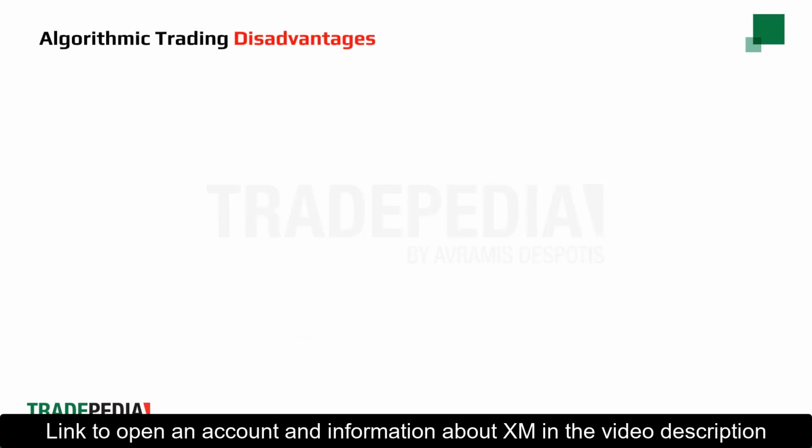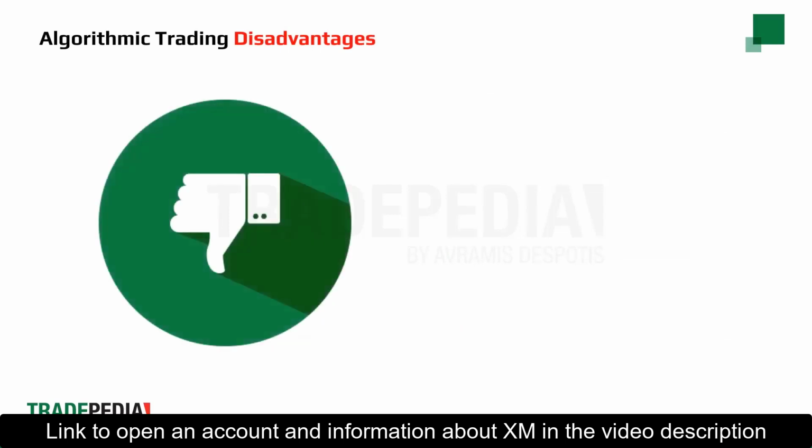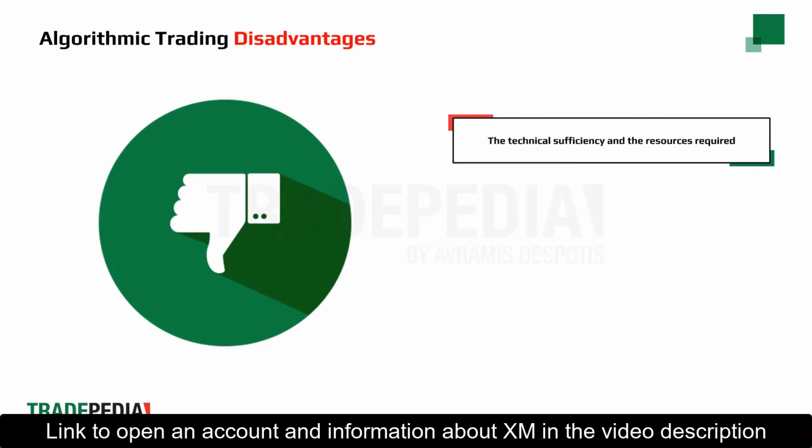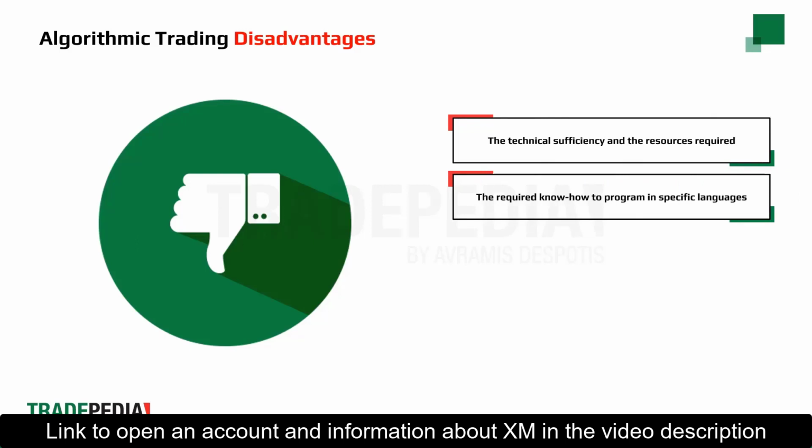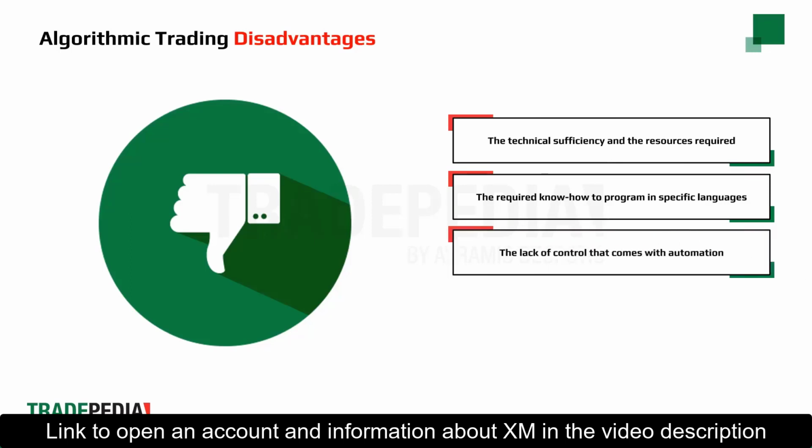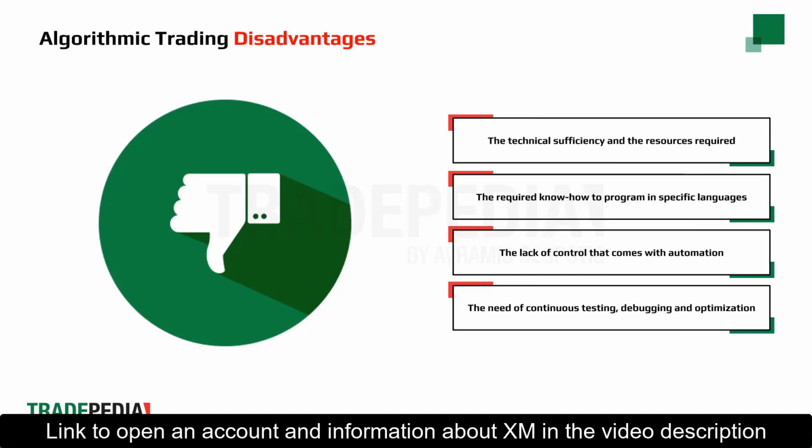Although there are many benefits to algorithmic trading, there are some downsides as well. One of the biggest disadvantages of algorithmic trading is the technical sufficiency and the resources required. The required know-how to program in specific program languages, which can take quite a while to learn. Another disadvantage of algorithmic trading is the lack of control that comes with automation. Controlling the losses can go out of hand sometimes if the program runs in an undesired way. Last but not least, programs need to be continuously tested for errors and technical glitches, debugged and optimized every now and then to sustain a good performance.